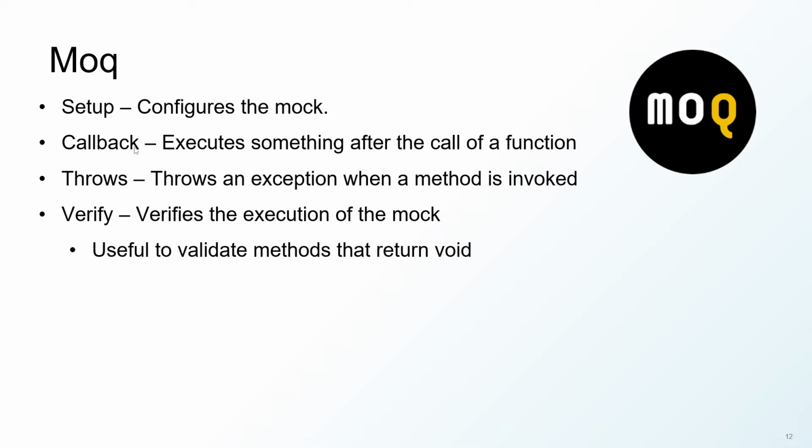We have the callback function. Sometimes you need these asynchronous functions, to execute something after the call of a function. We have throws an exception when a method is invoked. In this case, this is very useful to test the try-catch block of code. We have also the verify, that verifies the execution of the mock. Very useful to validate methods that return void, so you can verify if it was called at least. Okay.